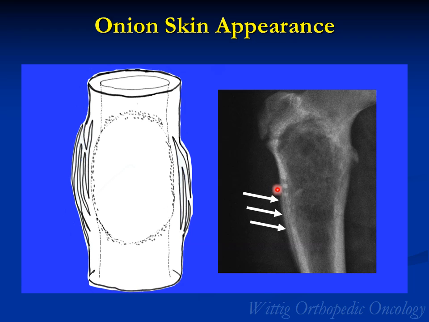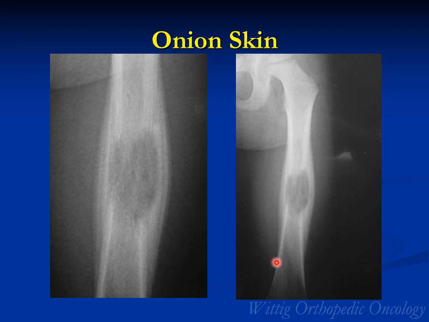This is your onion skin appearance. You can see multiple concentric layers overlying a permeative lesion. This is also an example of an onion skin reaction overlying a lesion in the bone in a skeletally immature patient. This was actually an eosinophilic granuloma. Interestingly, eosinophilic granuloma can occur in any location within a bone and can be geographic, permeative, or moth-eaten, and be associated with any type of periosteal reaction.